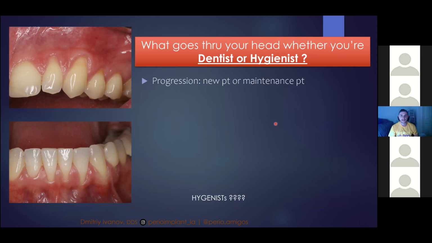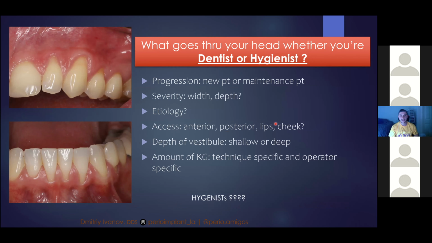And what goes through your head with a new patient: how bad is it? What is the etiology? How hard is it to reach there? Is the depth of the vestibule shallow or deep?